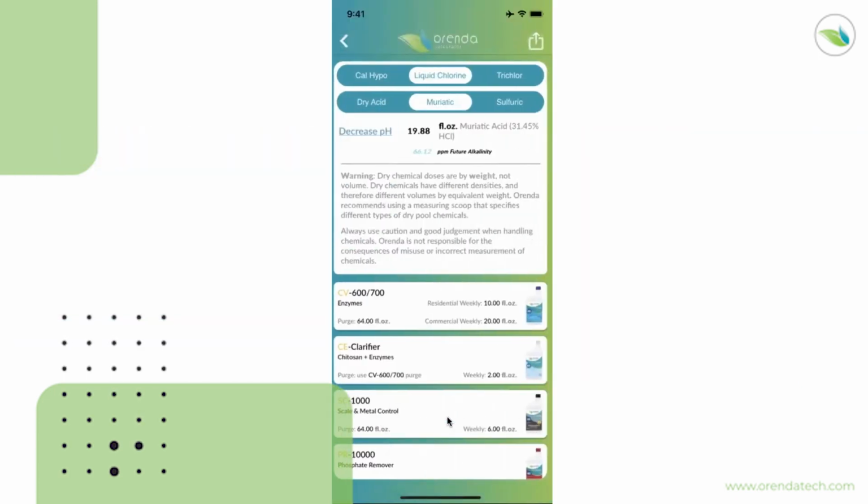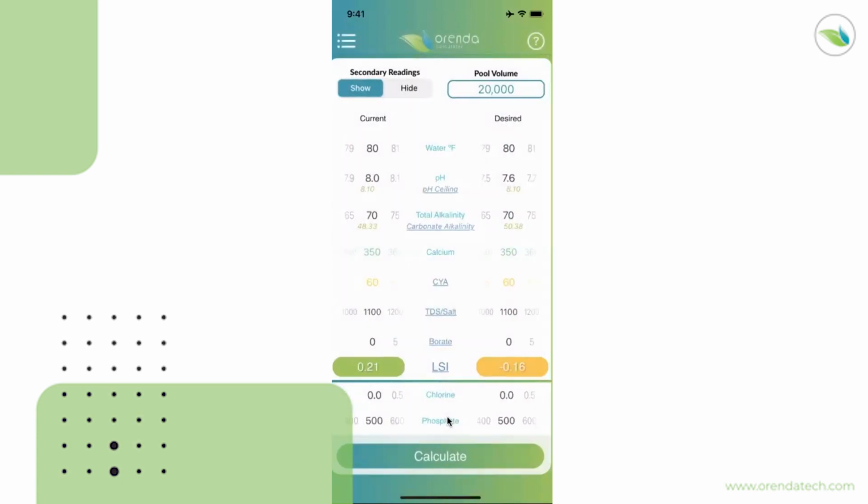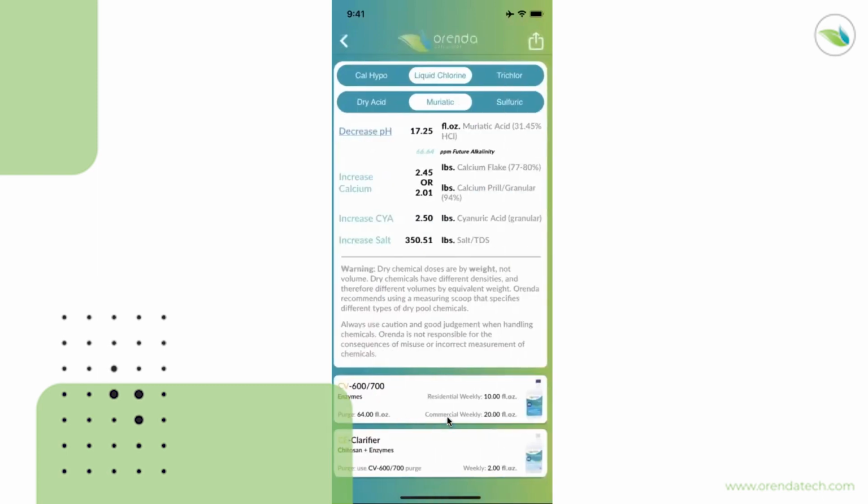There really has to be a difference in order for it to pick up a dose rate. That's exactly right. That's why right now, if I push calculate, you don't see anything for calcium. You don't see anything for salt. You don't see anything for cyanuric acid. But if I made changes to all of them, let's say I start at a lower CYA and I want to raise CYA, or I want to raise salt, make it a salt pool, raise calcium, I push calculate now I have a whole bunch of other doses.